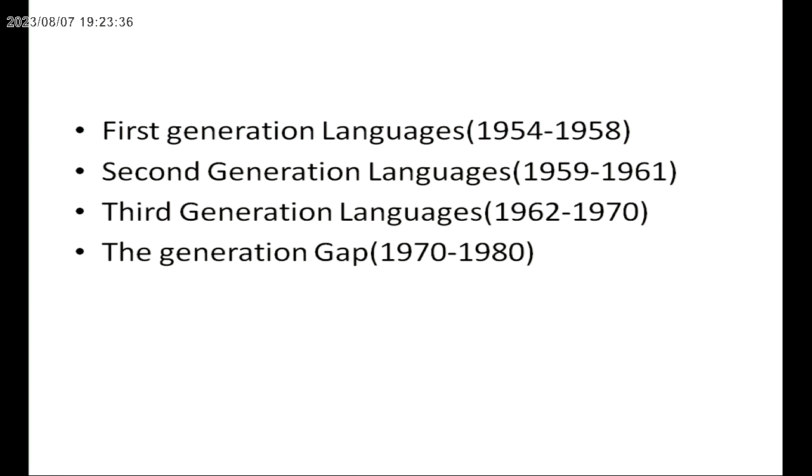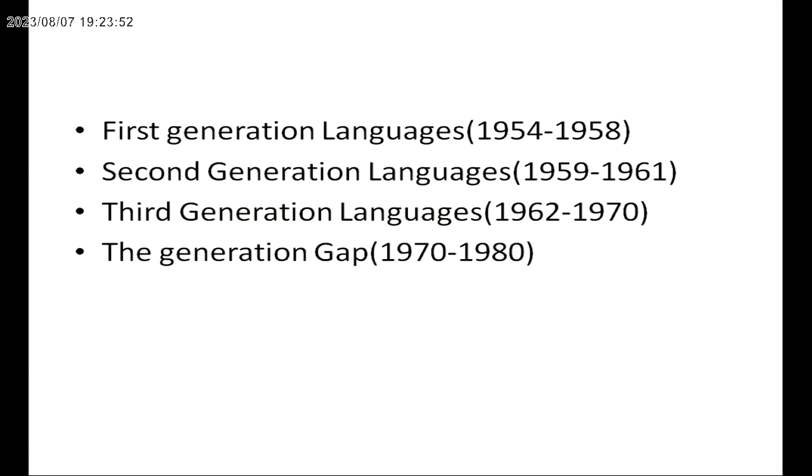We will see about first generation languages. In first generation languages, we will use languages like Fortran, Algol, then Flowmatic, then IPL V. They are all used for mathematical expressions.